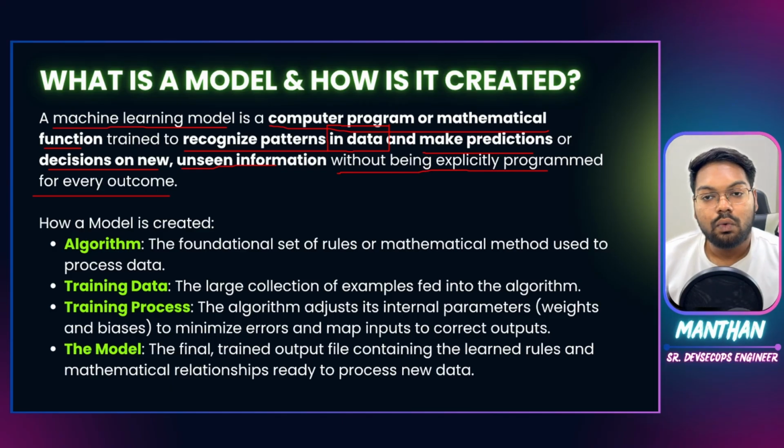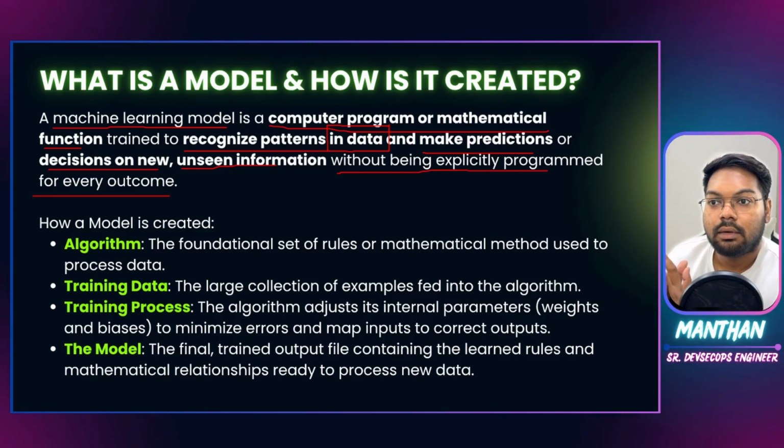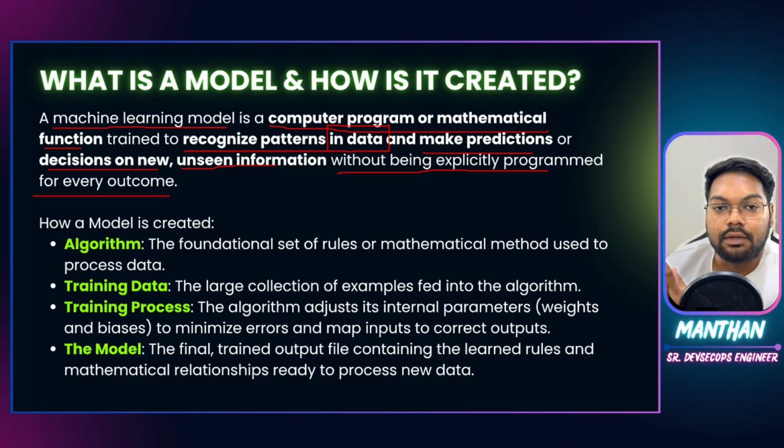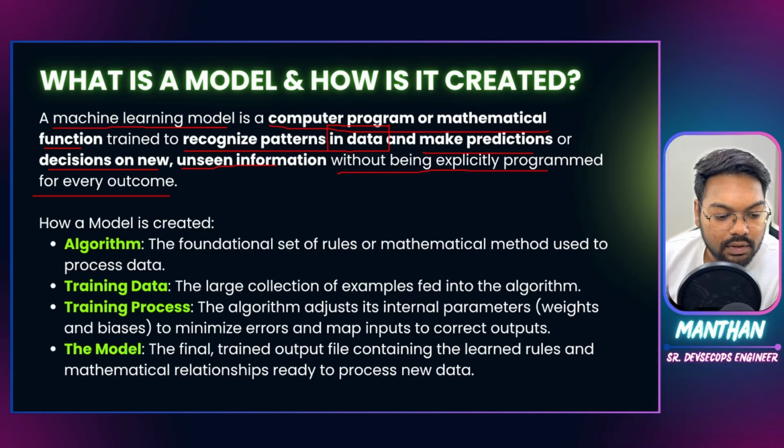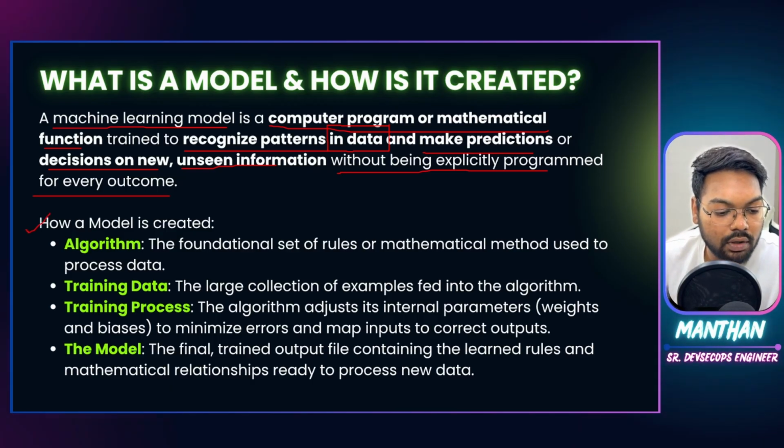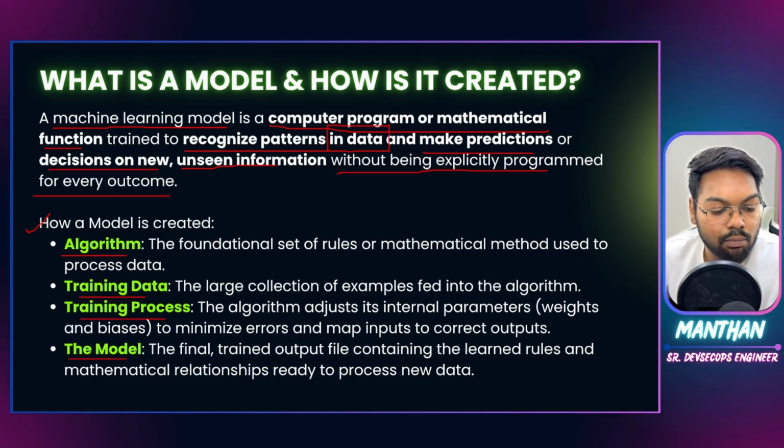So how is a computer program supposed to recognize different things only when it has certain data, and how are we going to give that particular data to it? So that is what we'll first of all see, where we'll learn about how a model is created. A model has four different things: an algorithm, training data, a training process, and the model.